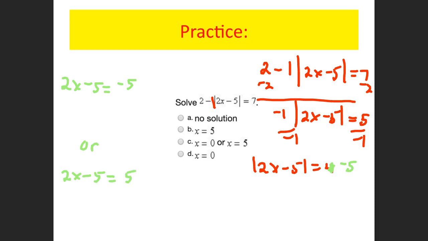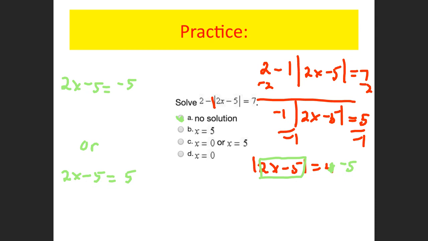Now, I know right away that my answer is going to be no solution. Why do I know that? Because I have an absolute value. What do we know about absolute values? They always are positive, right? So I'm looking at this, and it's like, how can the absolute value of something be negative 5? It can't. That means there is no solution to this problem. There's no way that that would work.